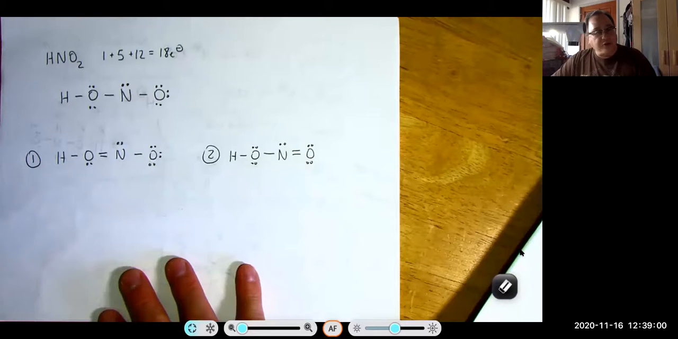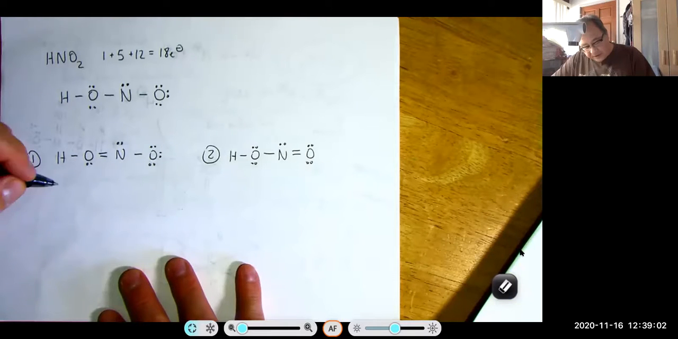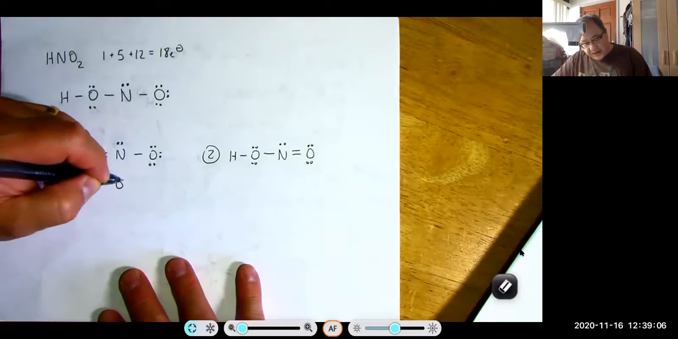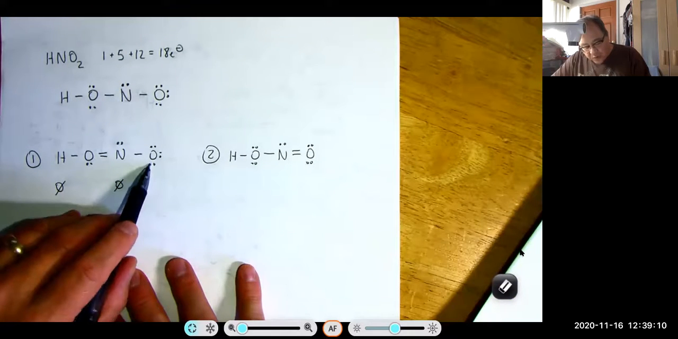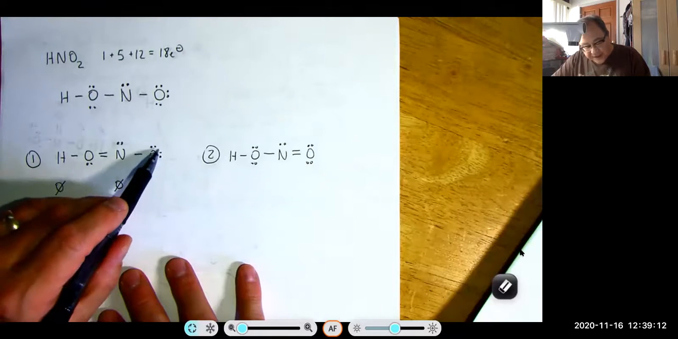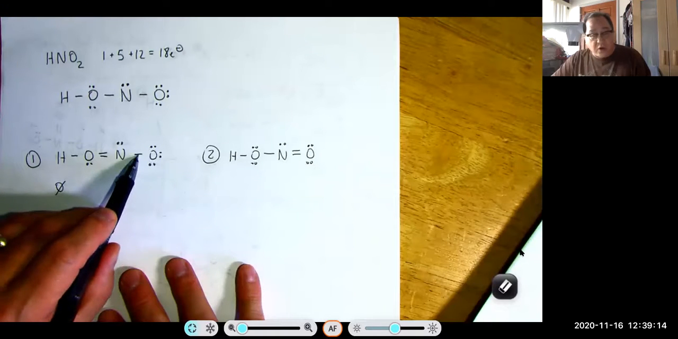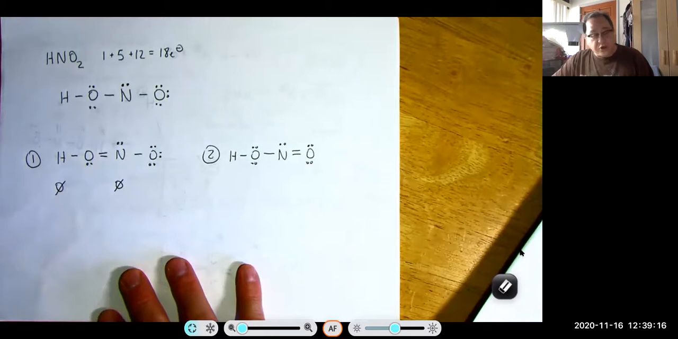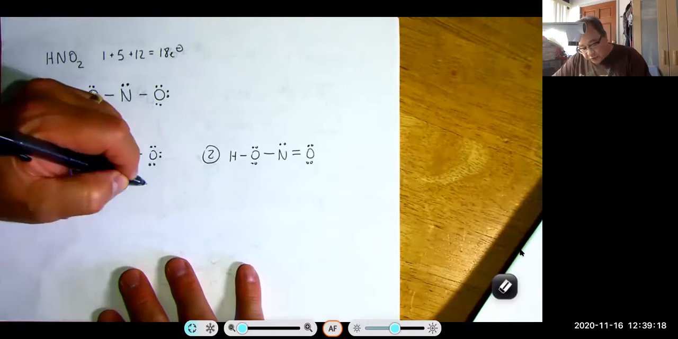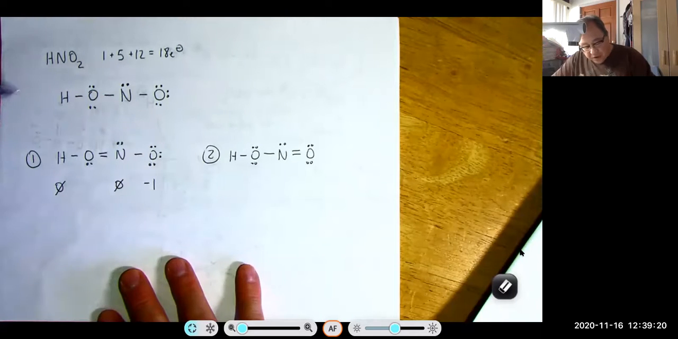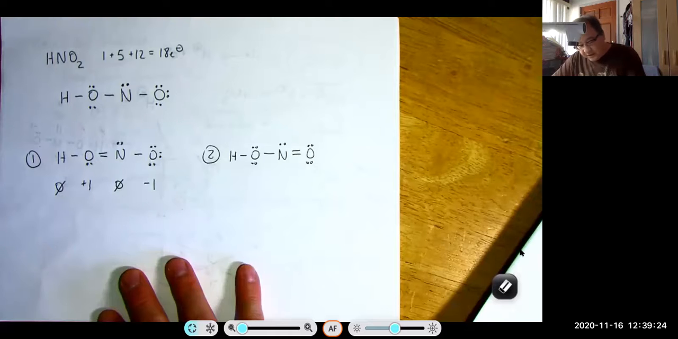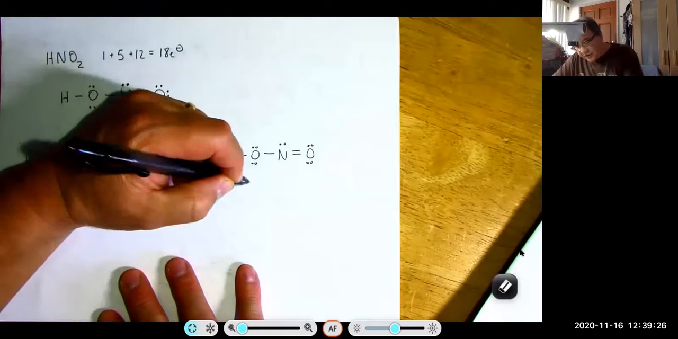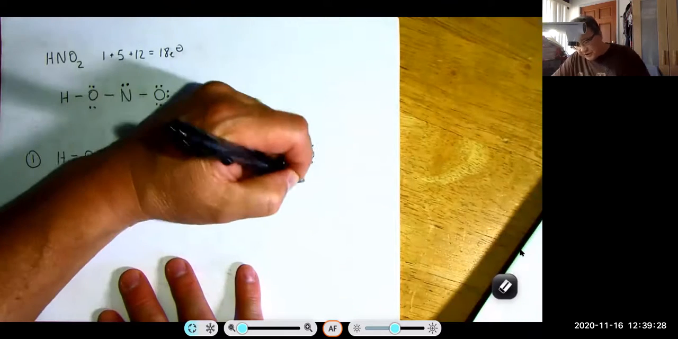Okay, so I'm going to show you the formal charges. There's a 0 on this hydrogen. There's a 0 on this nitrogen. And for this oxygen, it's got 1, 2, 3, 4, 5, 6, it's got 7 electrons formally. It should have 6 to be neutral, so that's a -1. And since this molecule is neutral, this has to be a +1. Here, the hydrogen is 0, the oxygen is 0, the nitrogen is 0, the oxygen is 0.